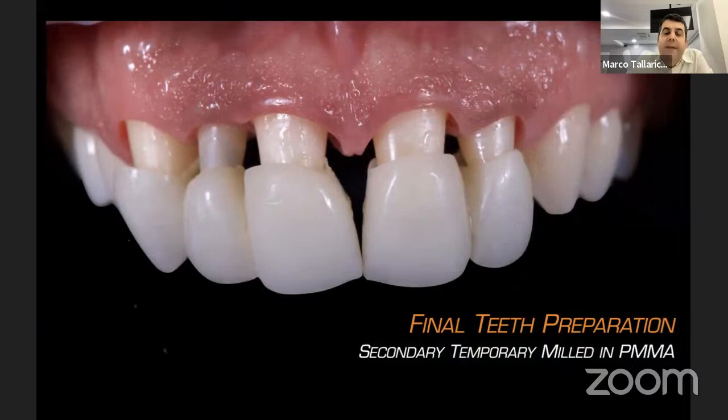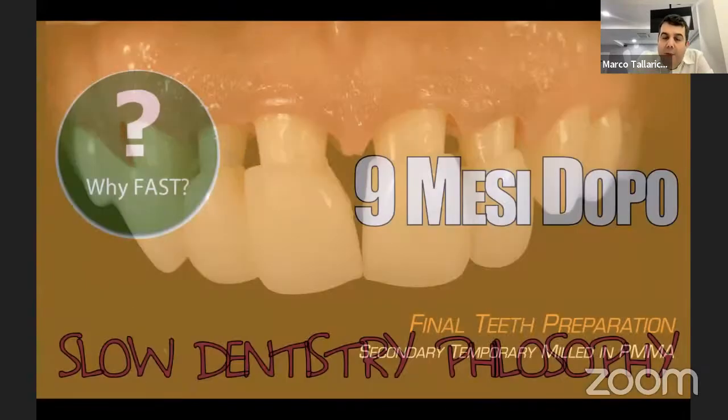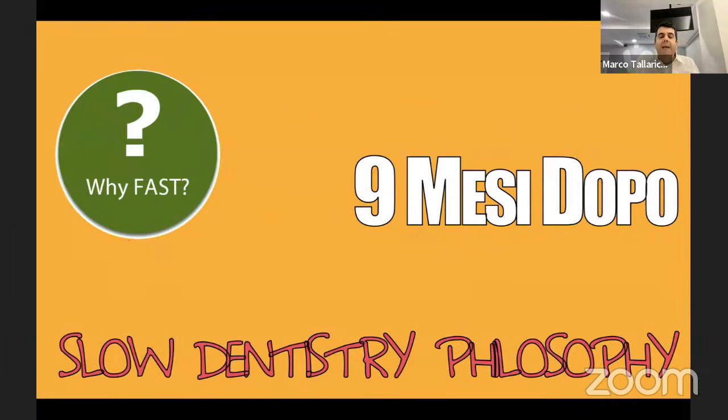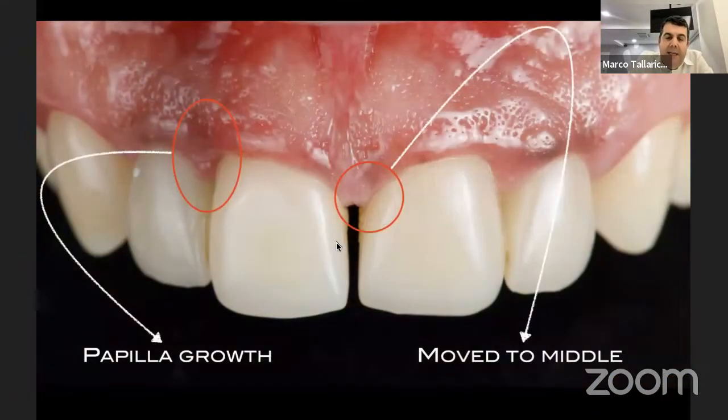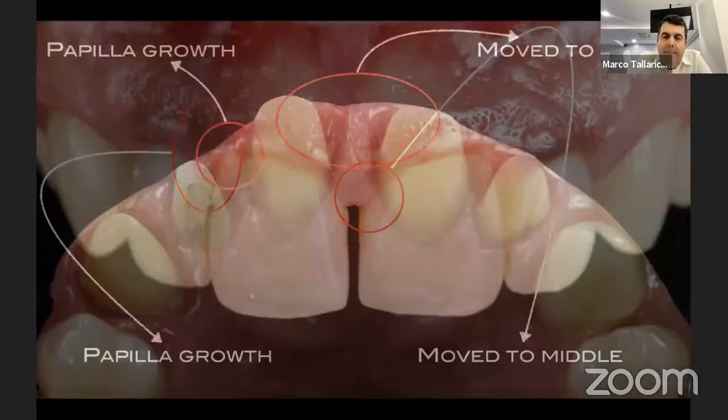Secondary temporary with the diastema closed and waiting. I really enjoyed the concept of slow dentistry philosophy because very often we need to wait for the biology. Here the diastema is just a little bit reduced, but after 9 months we see papilla grow because here we have pushed with the temporary, here we have created space after the first blood clot stabilization and step by step to move down the papilla.